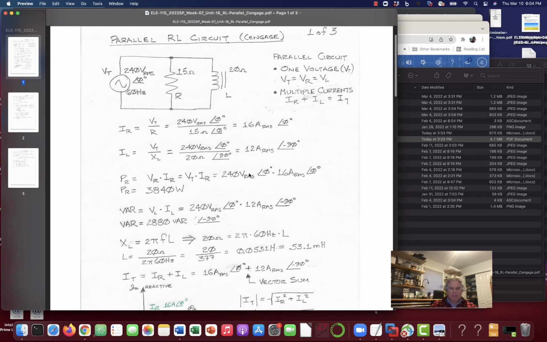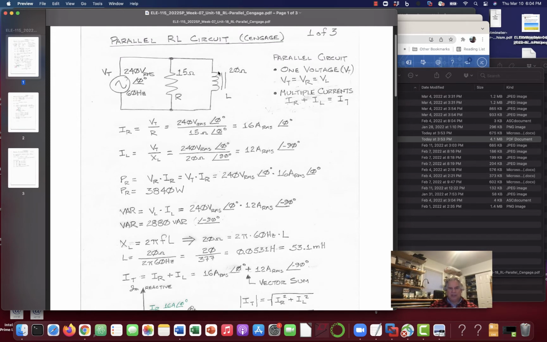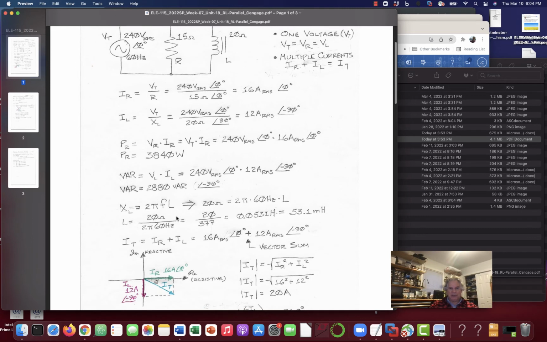All right. Now the real power, P sub R here, or however you want to call it. There's no real power dissipated in a pure inductor. And so you can find the real power simply by multiplying the voltage across the resistor by the current through the resistor. And when we do that, we get 240 volts RMS at 0 degrees times 16 amps RMS at 0 degrees, and we wind up with 3,840 watts of real power.